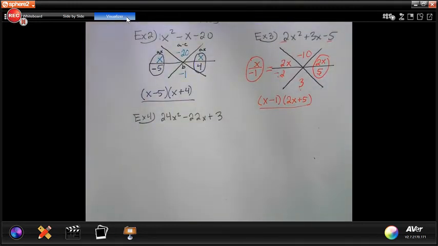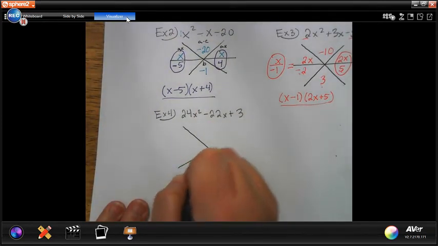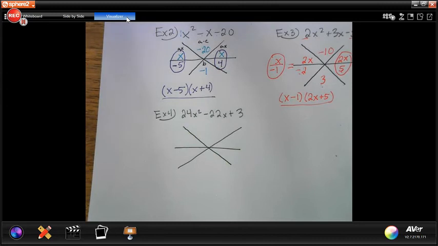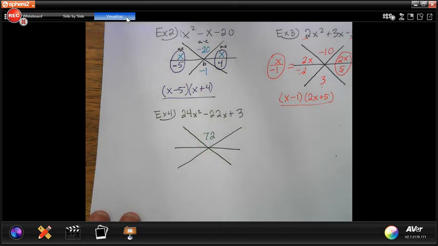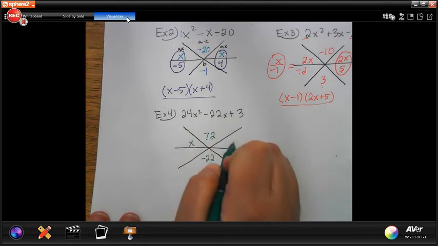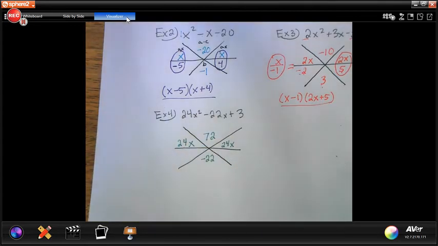Okay, I'm going to draw my star. Okay, got my star. Now, a times c is 24 times 3. So I want to say that is 72. And then b is negative 22. So we have our x and x, but then there's an a, so a goes with that, 24x and 24x. Then we need two numbers that multiply to 72 and subtract to negative 22.